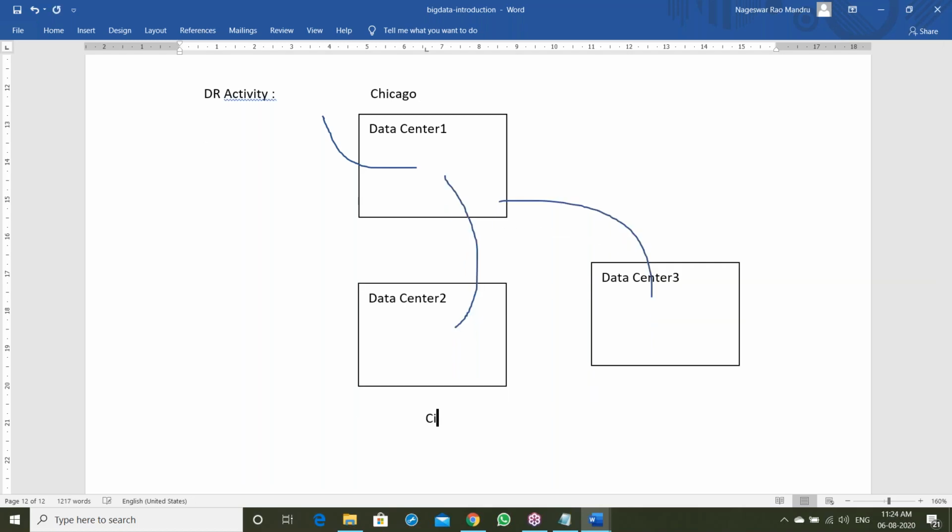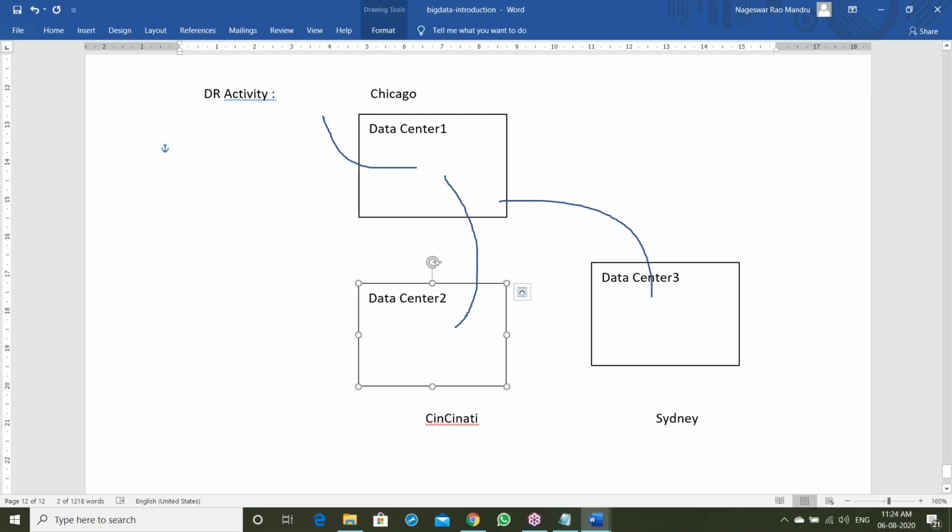Yes, Cincinnati, which is near California. Another data center, one more, is in Sydney, Australia. At Sydney, there are three data centers. Suppose any data center fails, no problem. We have two more copies available.